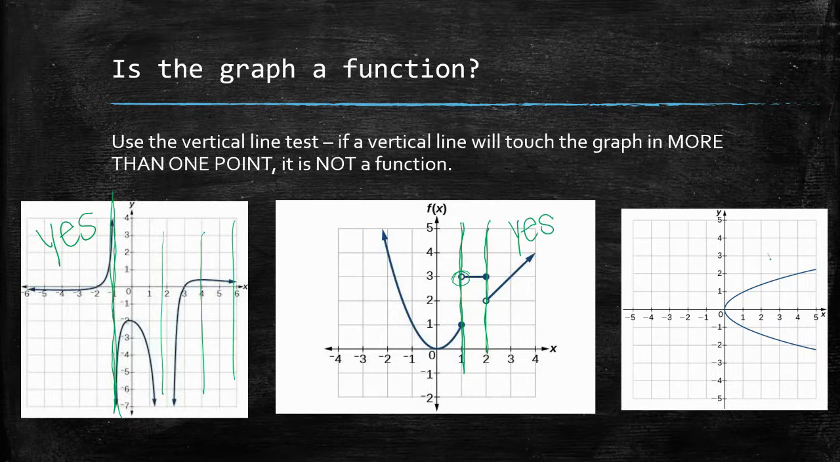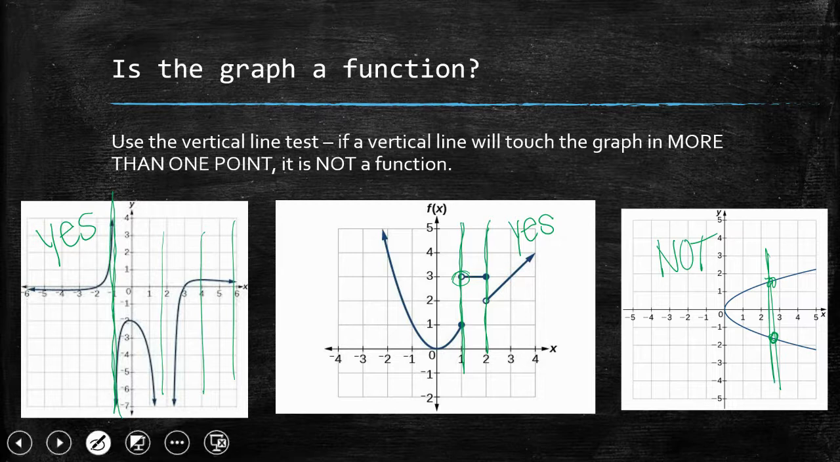Now this third one, clearly I'm touching in two different spots. This is not a function, okay? I hope that makes sense. The best way to tell if a graph is a function is to use the vertical line test.